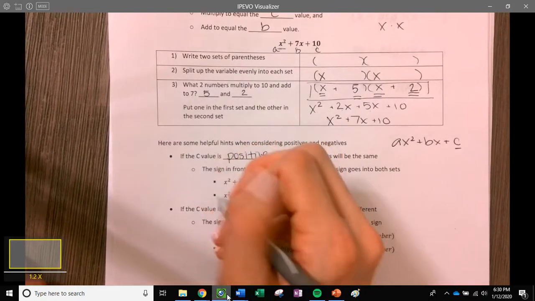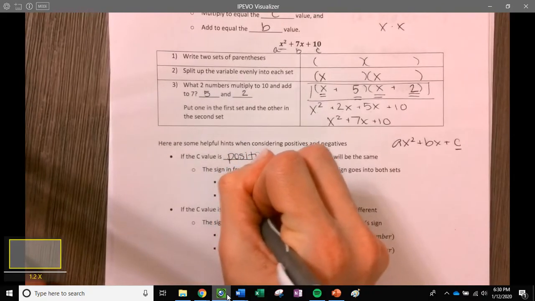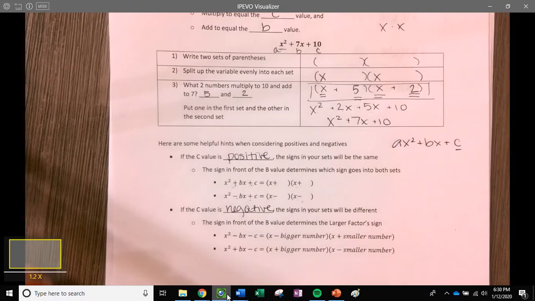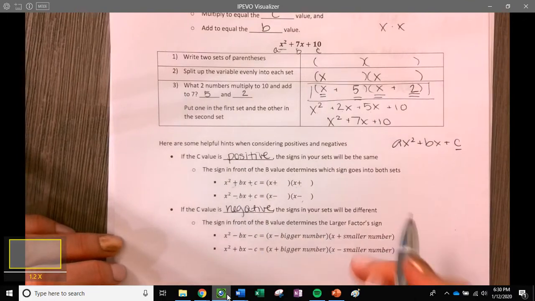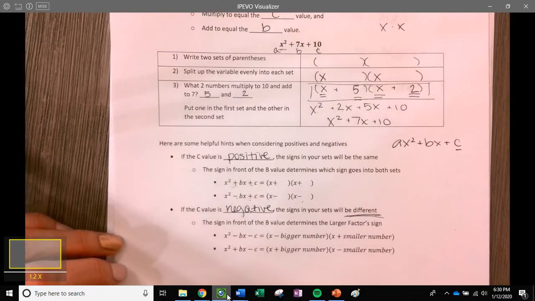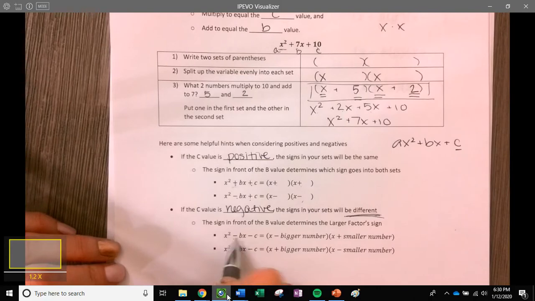Now, if the C value is negative, it's a little more complicated, but nothing we can't handle. If I had the same signs with a positive C, then a negative C will give me different signs. Each of my parentheses will have a different sign. So whichever sign is in front of B is the sign that will get stuck to the bigger number. Think that B is the letter that starts the word big. So whatever is in front of B gets the bigger number.